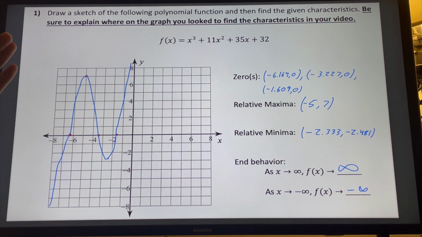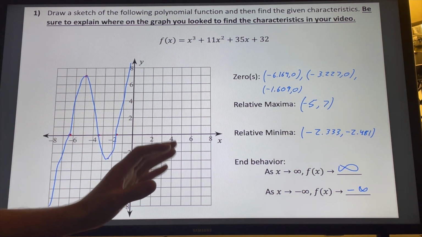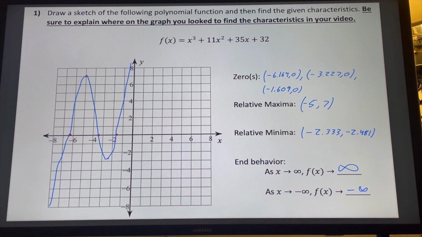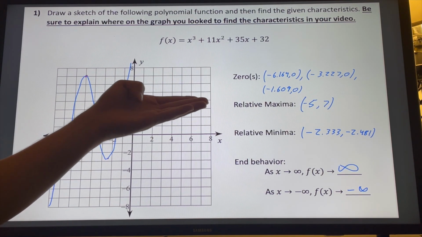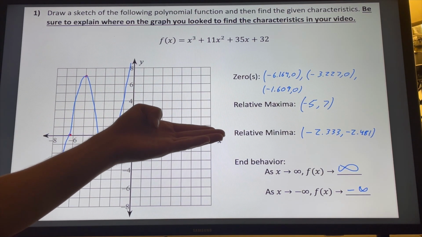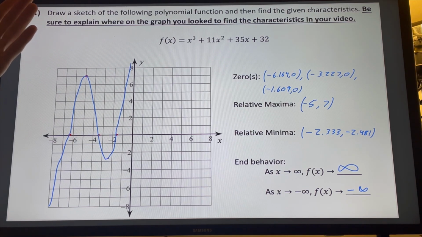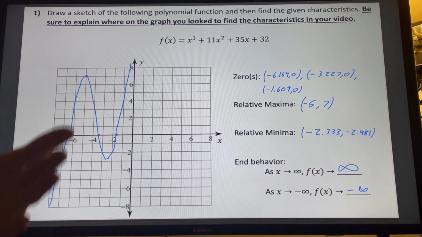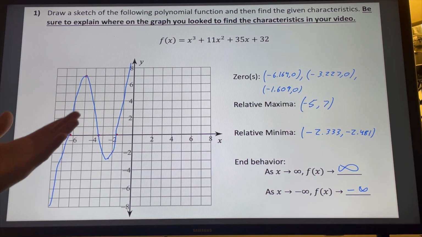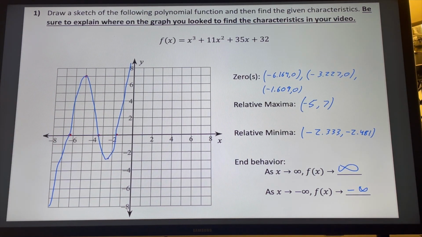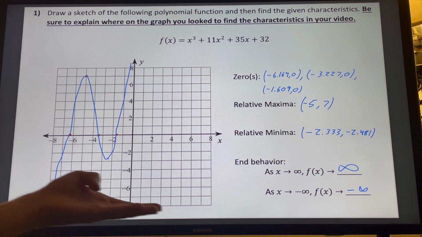Now, I'm going to start off with breaking down the graph and talking about the end behavior. Once all of that is done, I'm going to use my calculator to break down how to find the zeros, the relative maxima, and the relative minima. I'm going to use some special software to do that, so you'll see how it can be done on a calculator instead of me just telling you I found it.